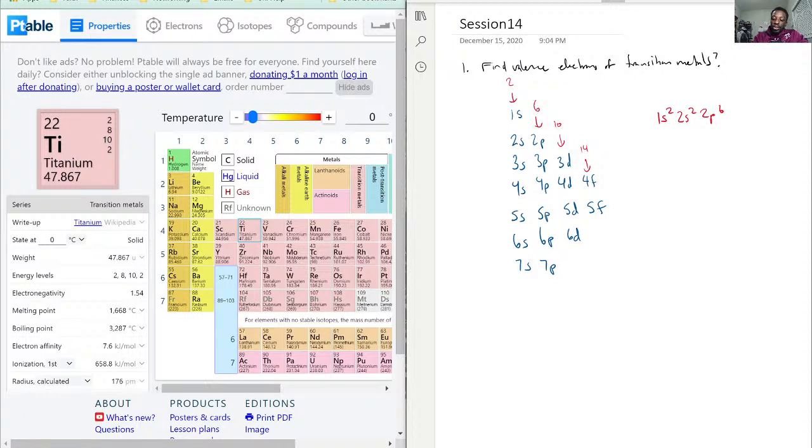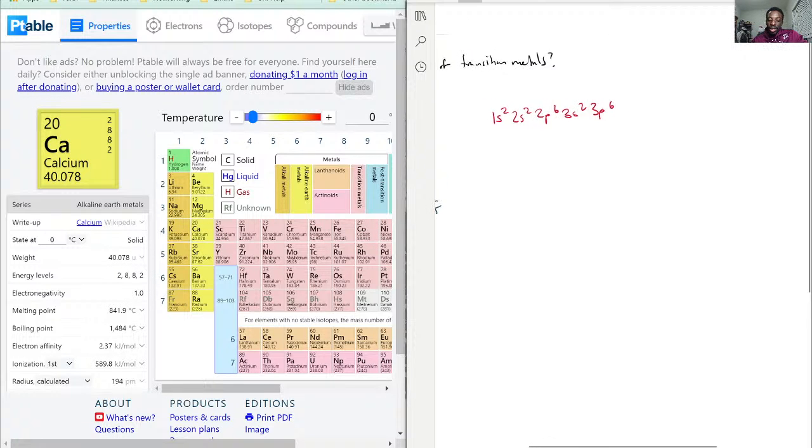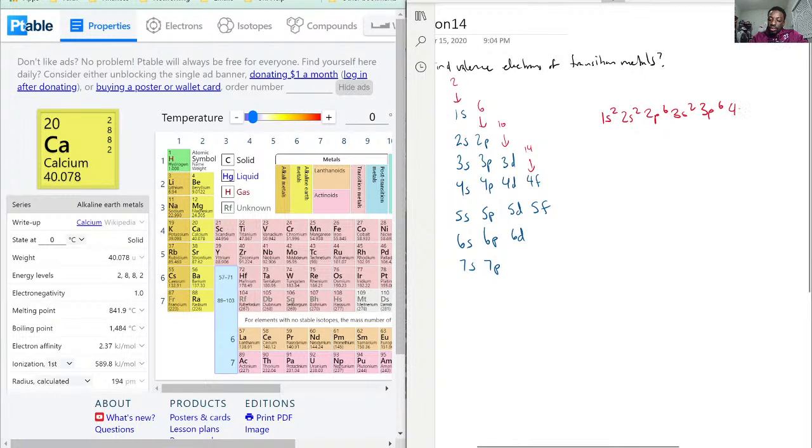So then we finish up the third row, 3s2, 3p6, and then you notice when we get to the fourth row, potassium, calcium, it would still be 4s2. But the difference here is that once you get to scandium, titanium, as you can see in just the Aufbau principle, we've gone through here, we've done this, and then we finish this row as well.